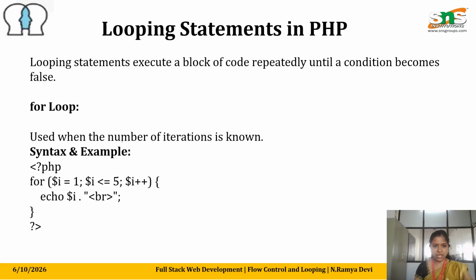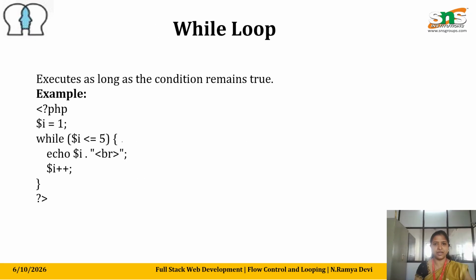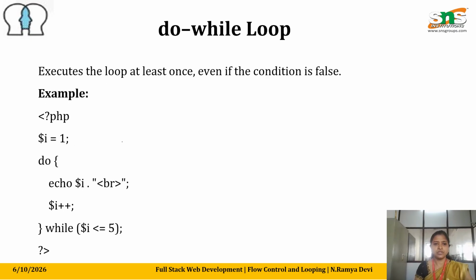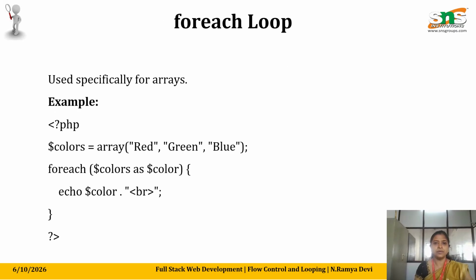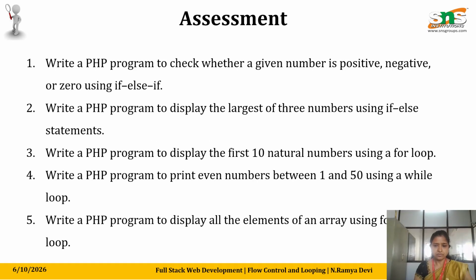Here we are using a for loop in which the loop starts with 1 and is iterated while less than or equal to 5, and it will display the values up to 5. And this is the while loop, which executes as long as the condition is true. And also this is an example of a do while loop. And this is an example of a foreach loop, in which it has been used with an array.